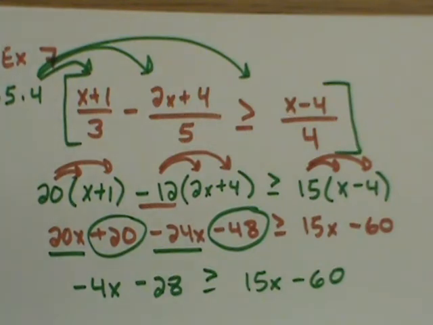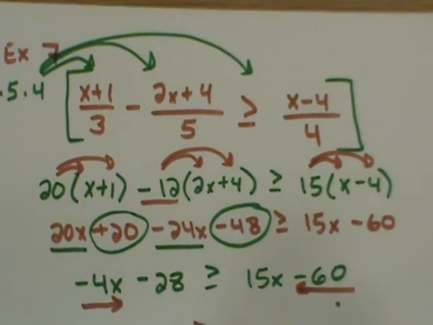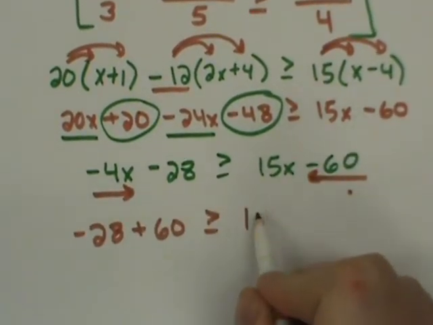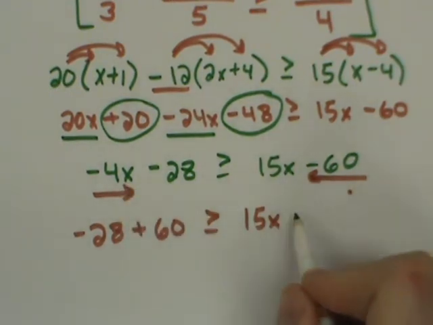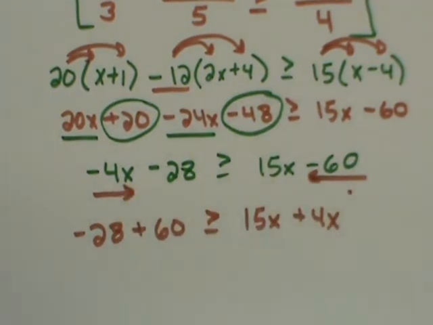As always, our motto is to pick on the little guy. So when we look at this negative 4x here, where that's screaming at us that it's smaller than the 15x, we want to move that over to the left-hand side. That means that this negative 60 will move over to the right. I write the original term, negative 28. Negative 60 comes over as positive 60. Greater than or equal to 15x plus 4x. Combine some like terms here and see where we're at.